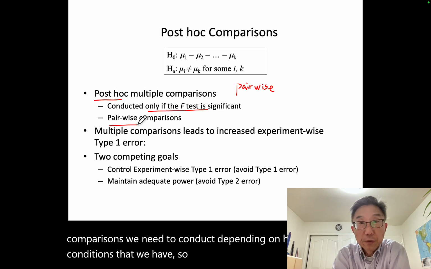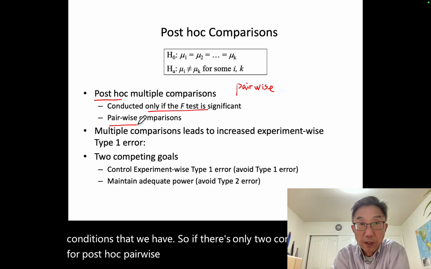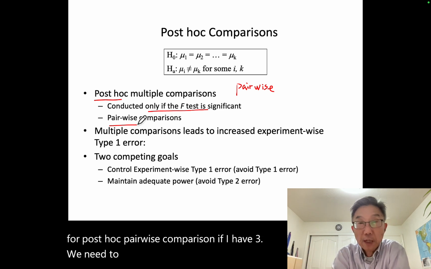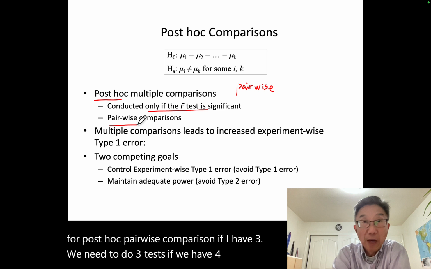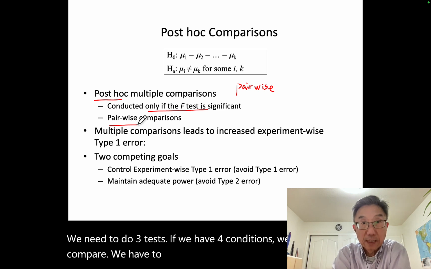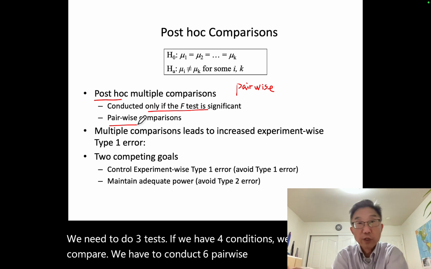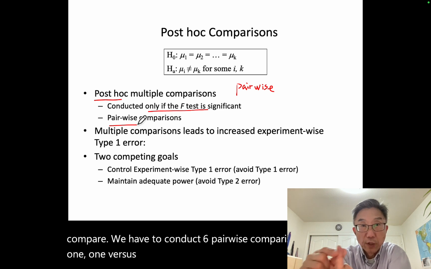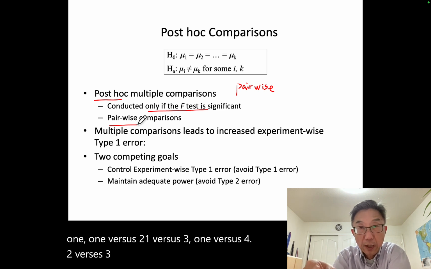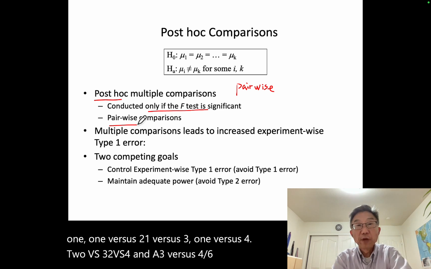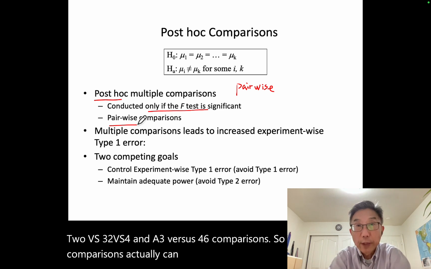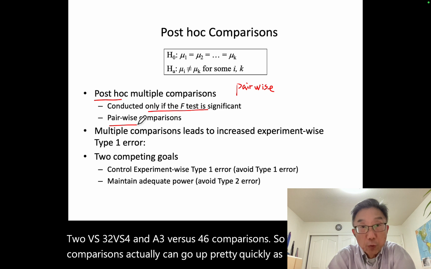If there are only 2 conditions, there's no need for post hoc pairwise comparison. If I have 3, we need to do 3 tests. If we have 4 conditions, we have to conduct 6 pairwise comparisons: 1 versus 2, 1 versus 3, 1 versus 4, 2 versus 3, 2 versus 4, and 3 versus 4. So the number of comparisons can go up pretty quickly as the number of groups increases.